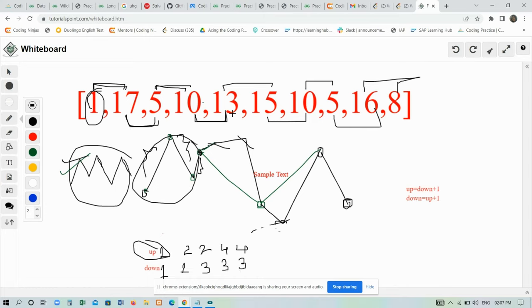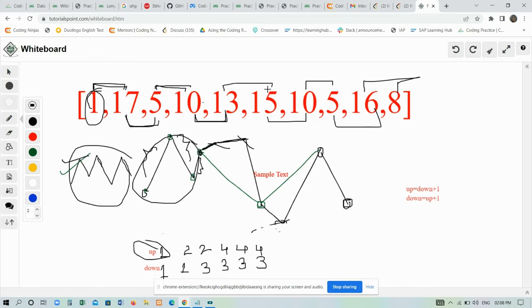And talking about 13 and 15, the difference between these elements comes out to be plus 2. So the trend of the difference is strictly increasing. So our up will be down plus 1, that is 4, and our down will remain as it is.